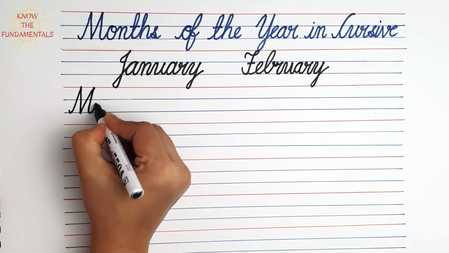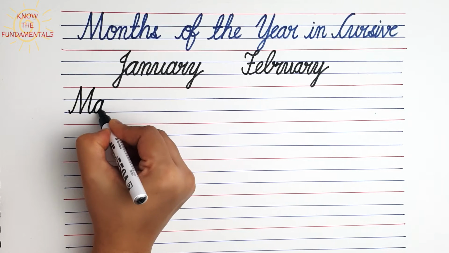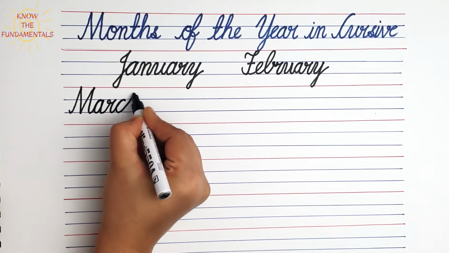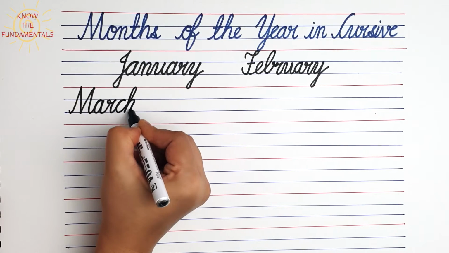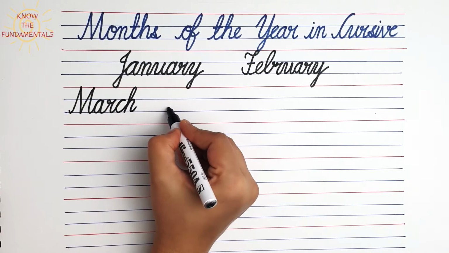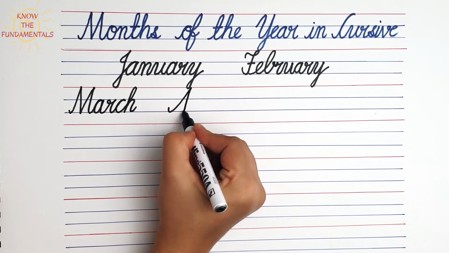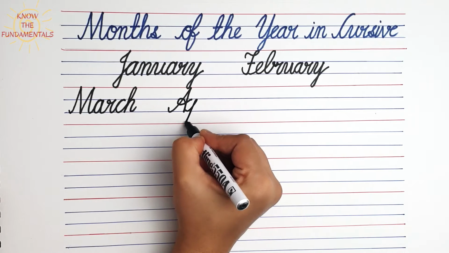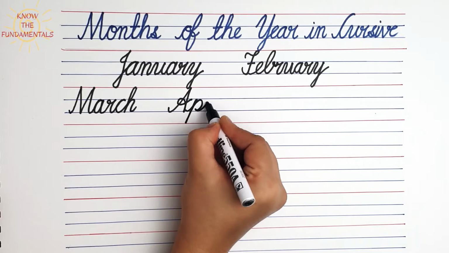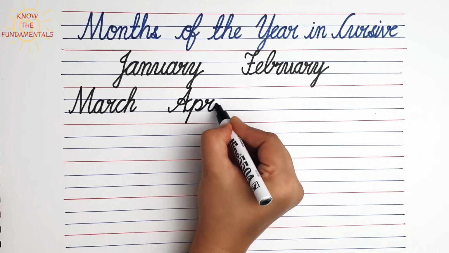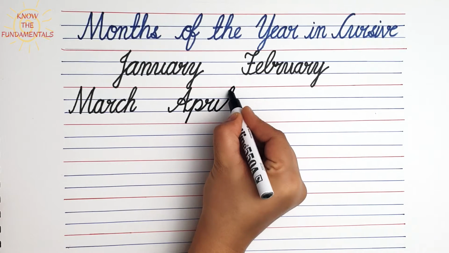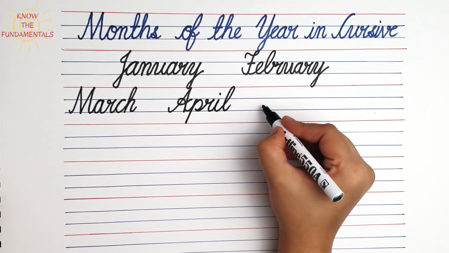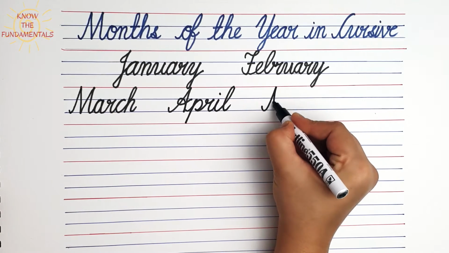M A R C H. March. The fourth month of the year is April. A P R I L. April. The fifth month of the year is May.